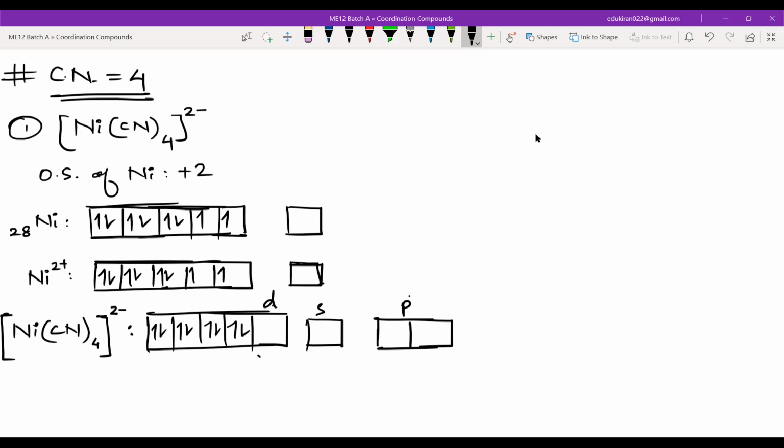Sir, are Ni and Ni2+ the same? I don't know, sorry. You will have these 2 electrons. I'm sorry, I should have removed them there only. So the hybridization is dsp2. Now when you have dsp2 hybridization, the geometry is square planar. The geometry is square planar.